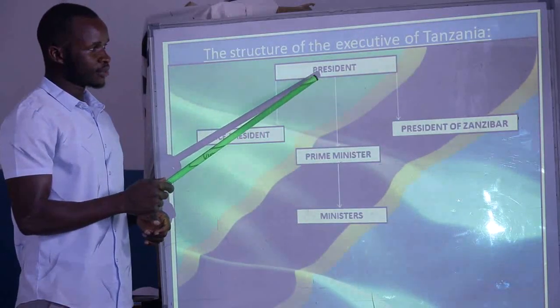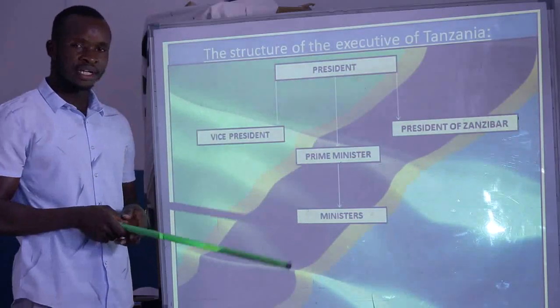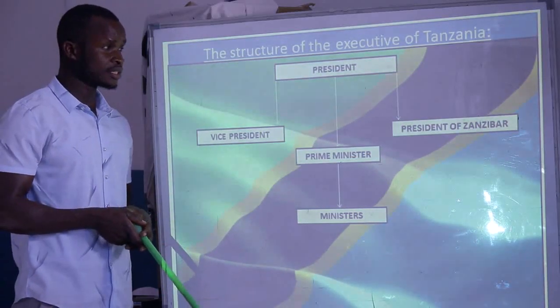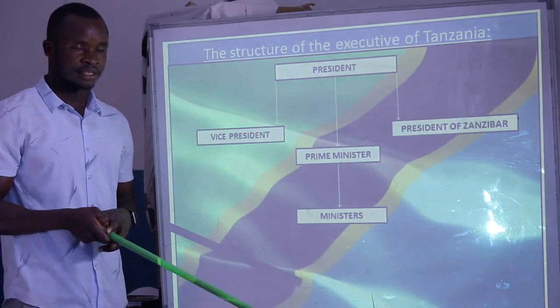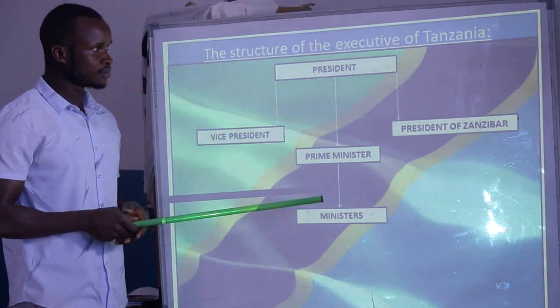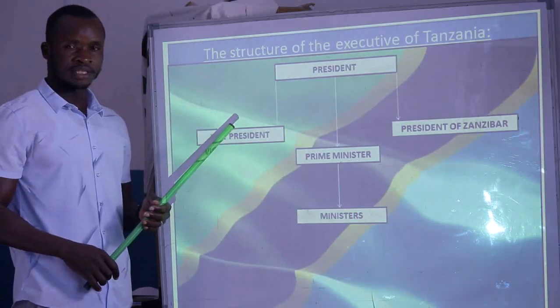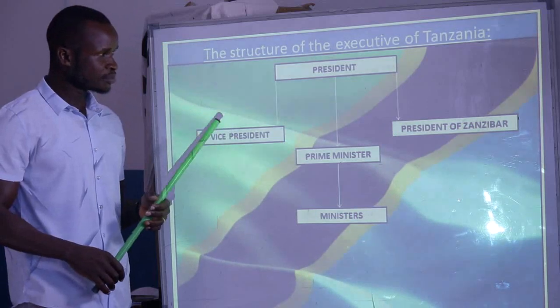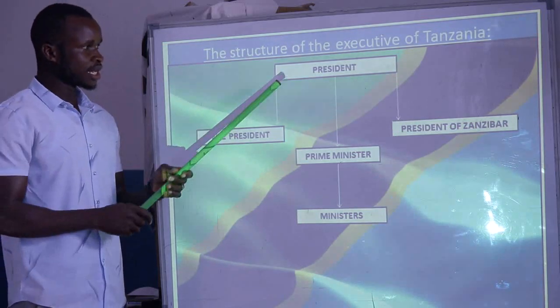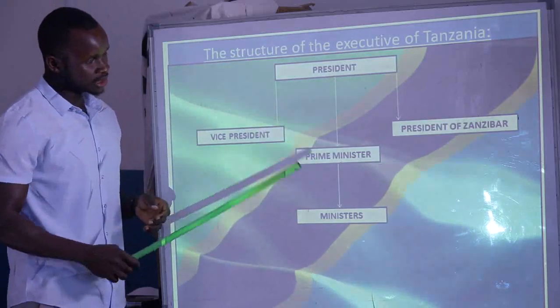The president. Why is the president on top? The president is on top because he is the head of the government. Being the head of the whole government puts the president on top of the executive structure. The president is assisted by the vice president. The vice president is the principal assistant to the president, and that's why if you look at these two leaders, they are almost on the same level.